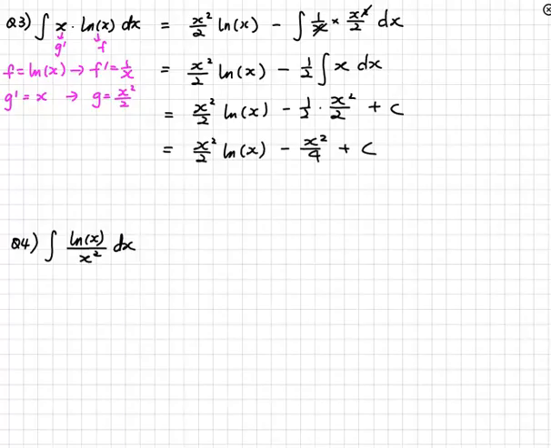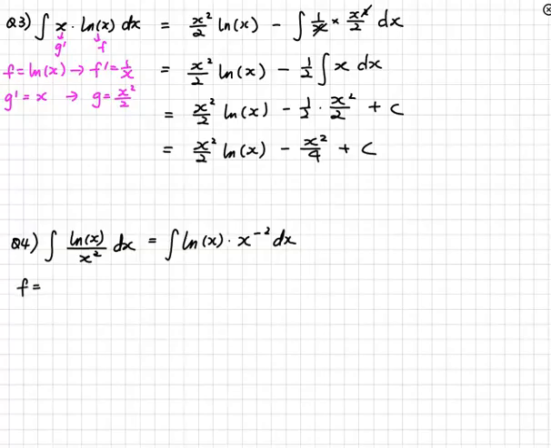Question 4. Suddenly you see, oh, this is not a product, it's a quotient. But let's rewrite this so that it can actually look like a product. So ln x times x to the power of negative 2 dx. So now, again, natural log of x can't be integrated. So therefore, it has to be f.